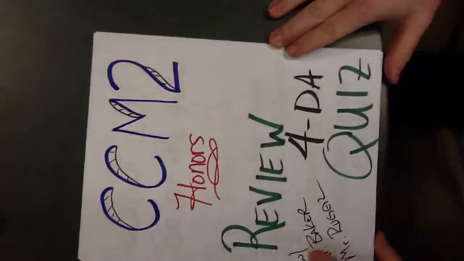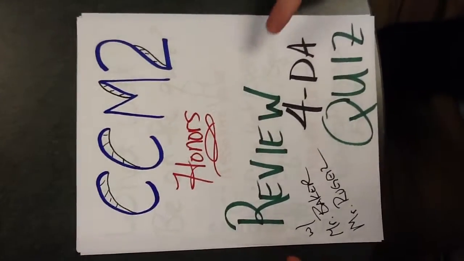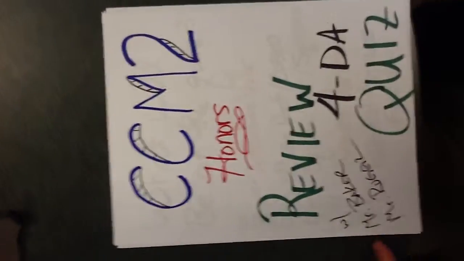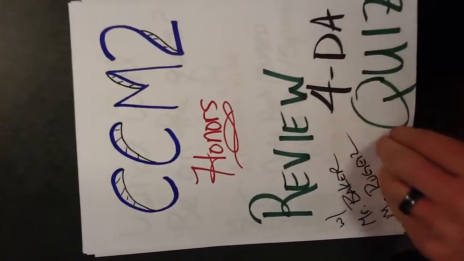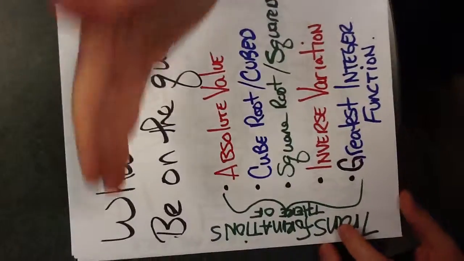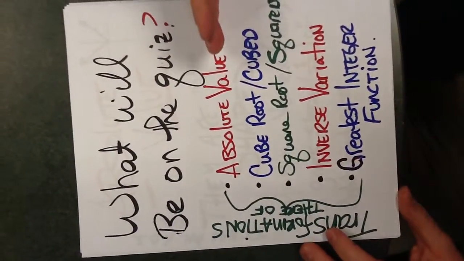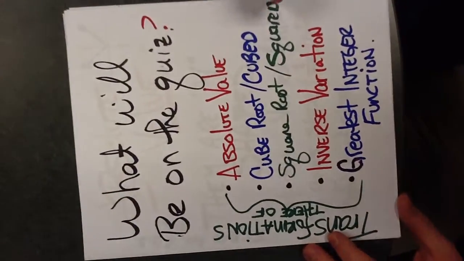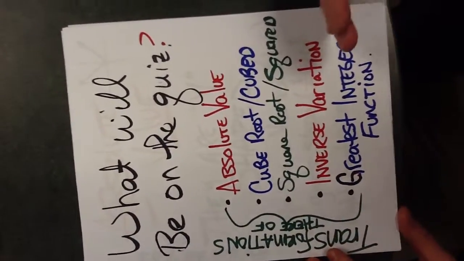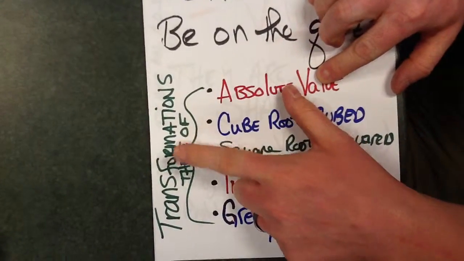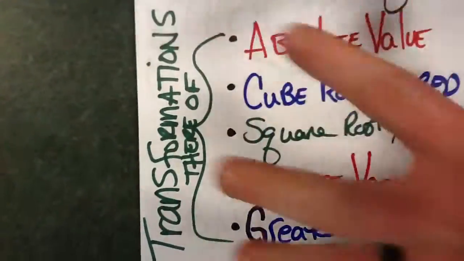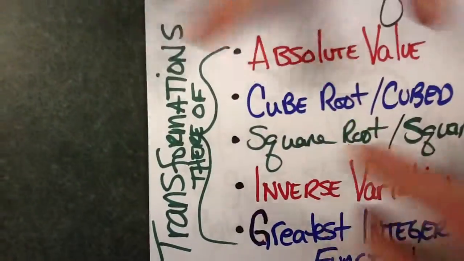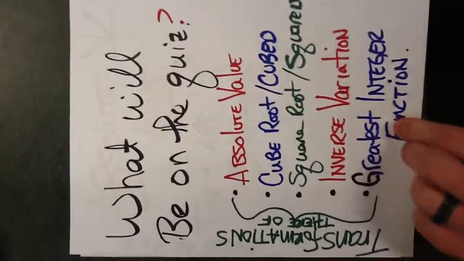Okay, CCM2 honors. Review for the quiz. First slide. What will be on the quiz? Absolute value, cube root and cubed, square root and squared, inverse variation, greatest integer function, and the transformations thereof. This is important. We're moving things along: left, right, up, down, stretch, shrink, and reflection. Very important. Don't learn it, going to fail.